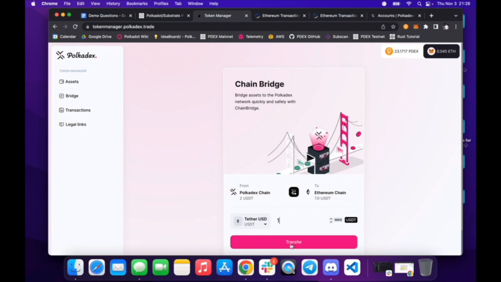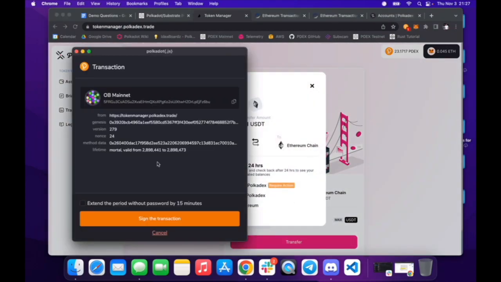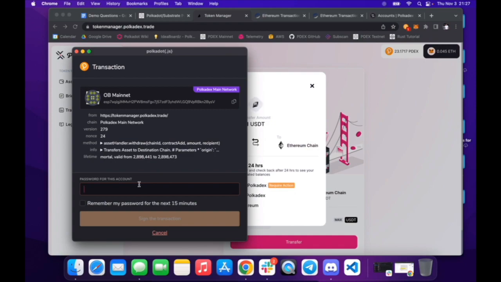Another note here, at the moment, withdrawals are delayed by 24 hours, and I think it's going to be like that for the foreseeable future. The reason we are doing this is to make sure nobody's running away with a huge chunk of funds or anything like that. It's just for the security of your funds. So I input the amount of tokens that I want to transfer out of the Polkadex chain, and click transfer, and sign the transaction. OB mainnet. And I sign the transaction.